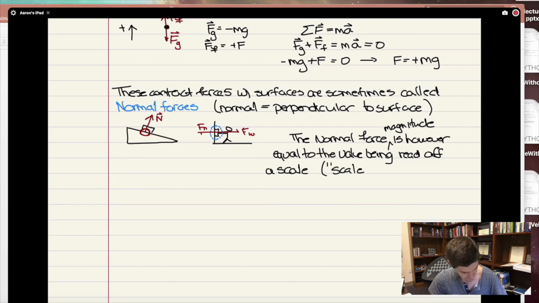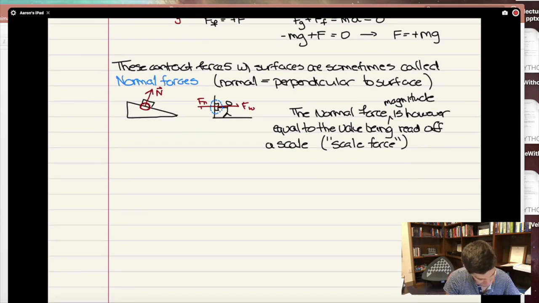So sometimes it might be referred to as, and sometimes I do this too, the scale force. What that means is, you could ask yourselves, when you stand on a bathroom scale, what is the bathroom scale reading? You might think it's reading my weight. But remember, in physics, weight means something very specific. Weight is your mass times little g.